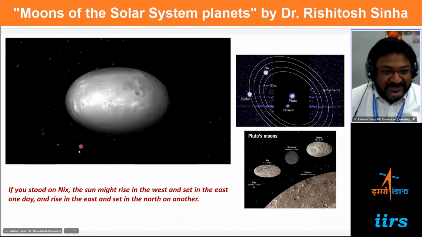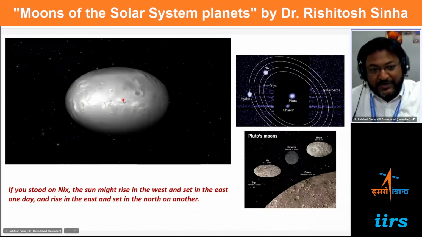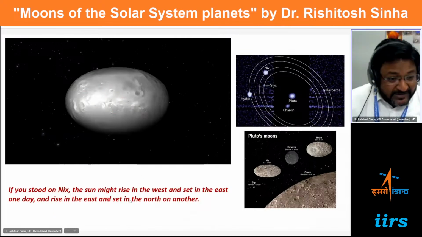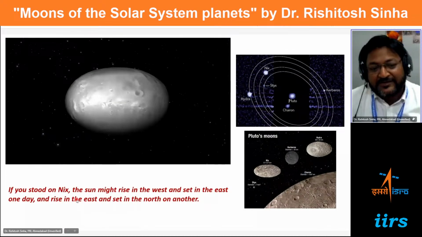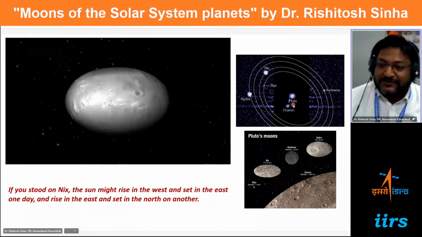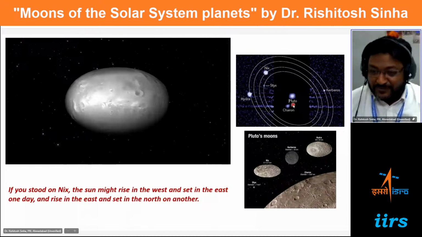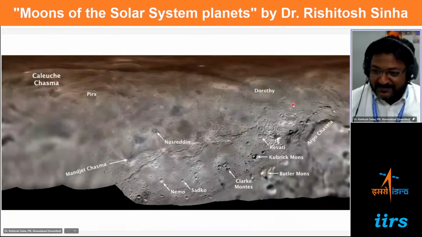I have a video which can show you how, somehow these are not running, but you can see how this particular Nix is actually rotating around the Pluto. And it is said that the sun might rise in the west on Nix and set in the east on one day, but in some other day the sun might rise in the east and set in the north. So intriguing aspects have been observed with respect to the other moons of Pluto than Charon.